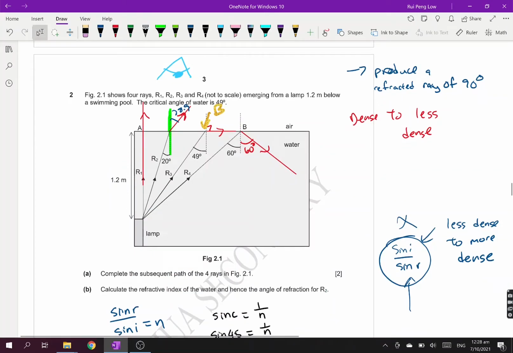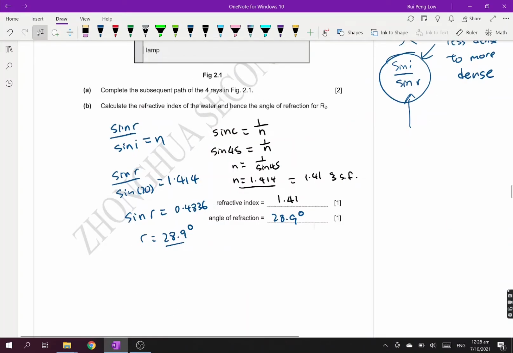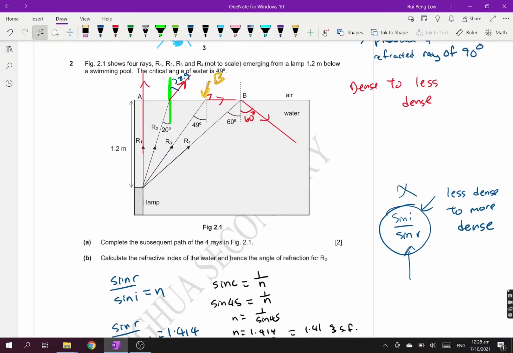So why is that so? Because any point within here and onwards, you do not have any light coming out from the swimming pool. I repeat, any light beam that has an angle of incidence more than 49, you will not be able to see it because light cannot refract out of the swimming pool.